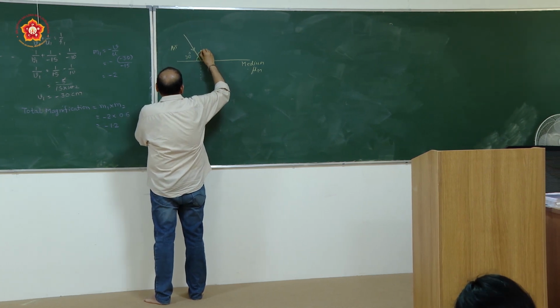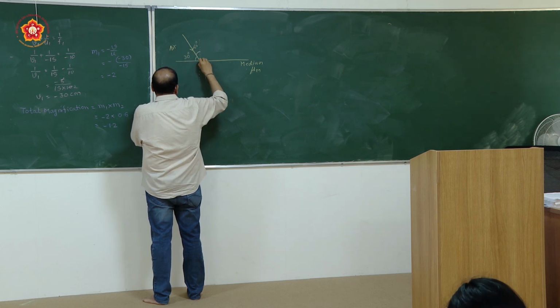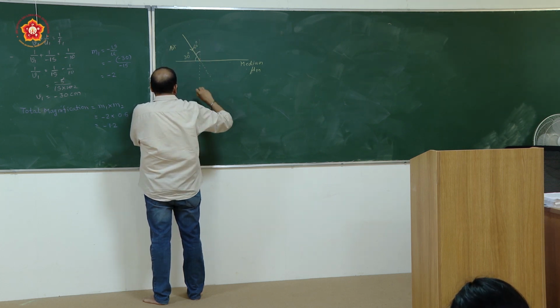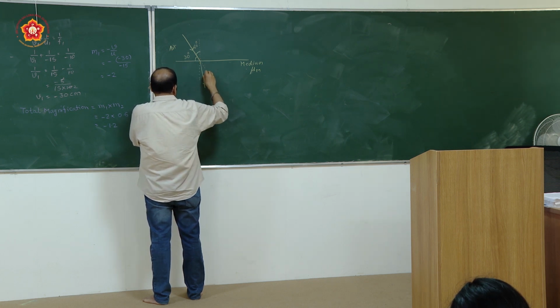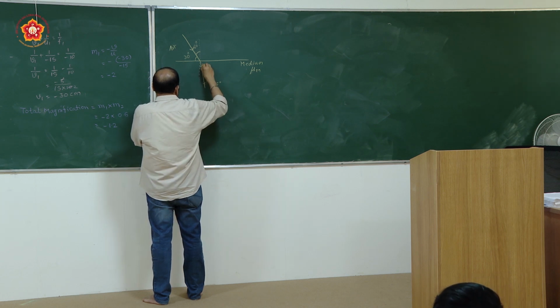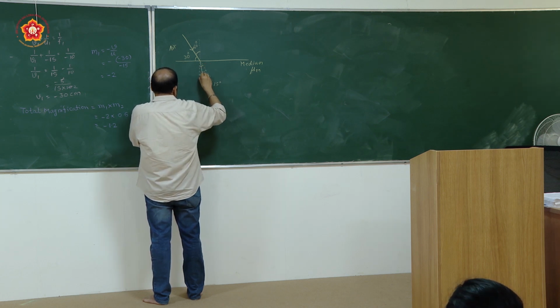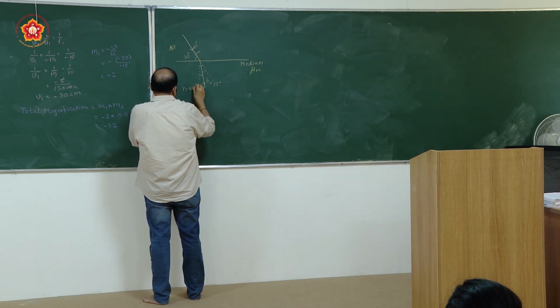So this angle will be taken as 60 degree. The ray should have traveled along the straight line here, but it is bending towards the normal by an angle delta. That delta is given to you as equal to how much? 15 degree. So this angle is completely 60. 60 minus 15 will give me the angle of refraction, which is equal to 45 degree.